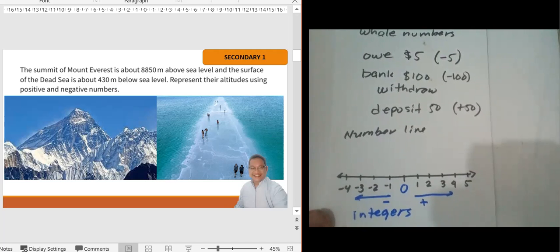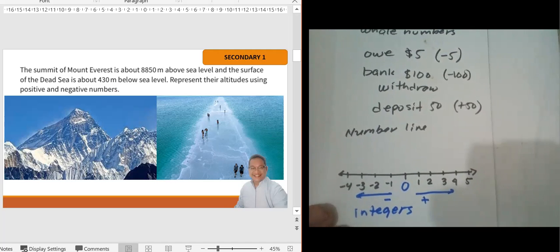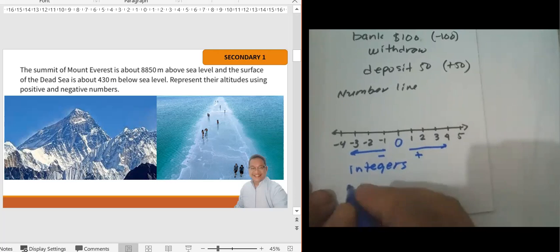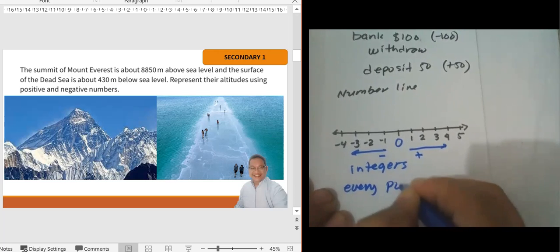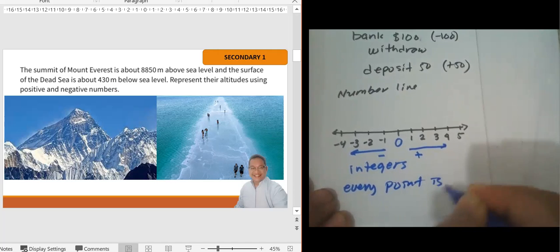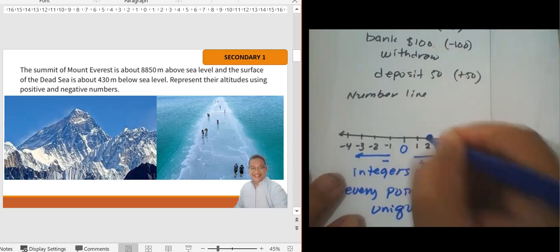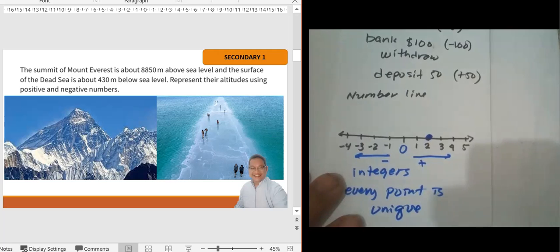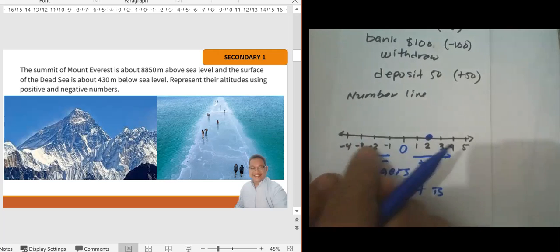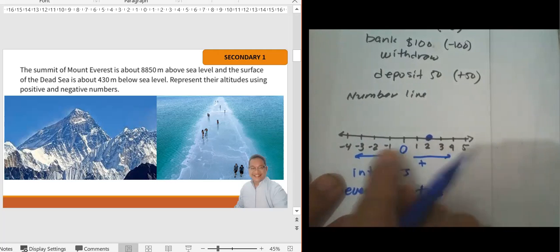Now, what is important here is that every point is unique. What do you mean by that? For example, that is 2. Is there another point on the real number line that is represented by 2? No, there is none.